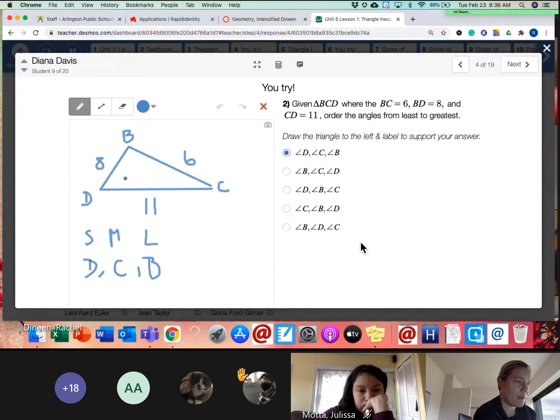All right, so we have the triangle drawn. We have the sides labeled. And so if we're doing least to greatest, the shortest side is BC. So that means that the smallest angle is D. The middle side is DB, so opposite the middle side is C. The longest side is DC. Opposite the longest side is B. So that is why angle D, angle C, angle B. Any questions on that?